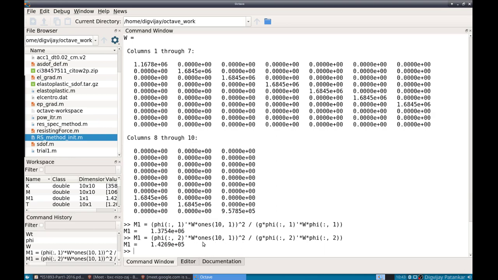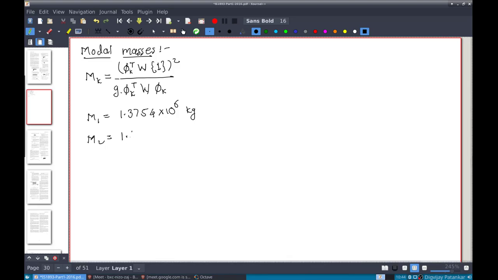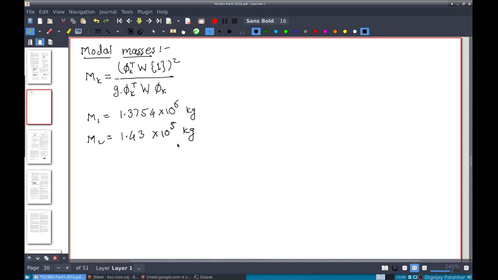Anybody is having different answer over here? So 1.43. Yes, sir, different answer. Sir, power is correct, but I'm getting 1.36. So somewhere masses are different then. I'm checking it. Anyway, just check that. 1.43 into 10 to the power 5 kg is the answer that we will accept now.